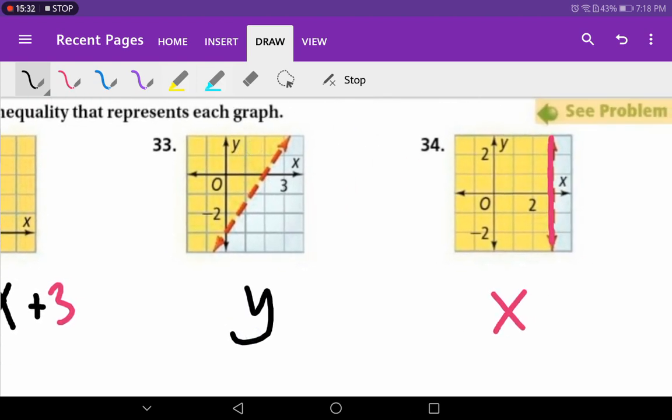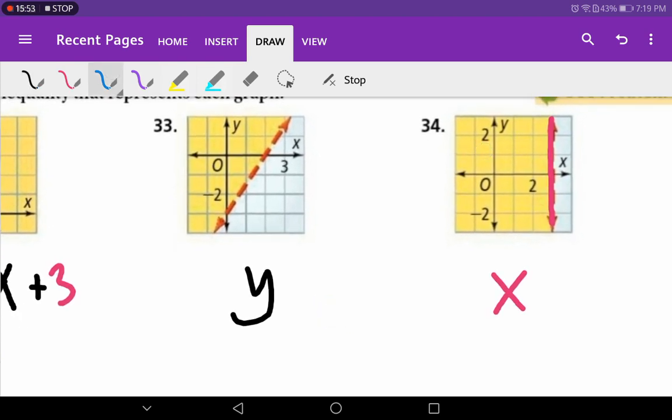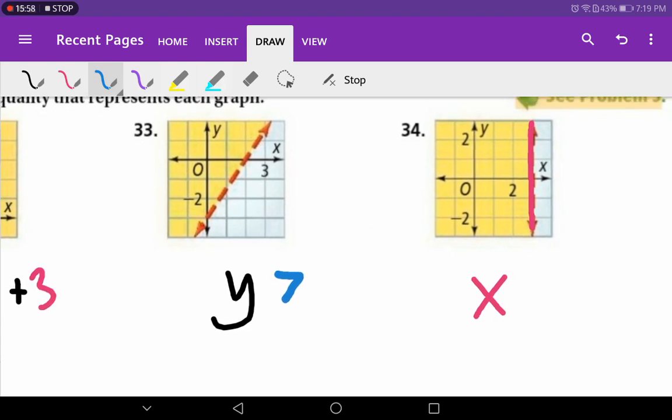Okay, let us do this one. It is dashes. No equal sign. Up or down? Be careful. It is up. So it is greater, but without equal sign, because it's dashes. Okay, what is the y-intercept? Negative 3. Negative 3, bravo. So I will write here negative 3.